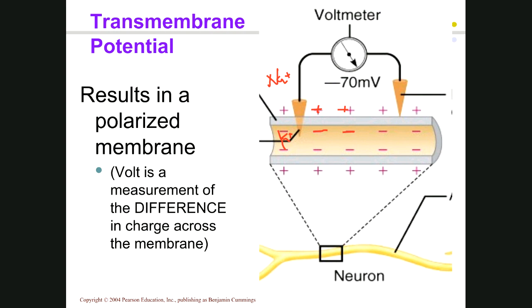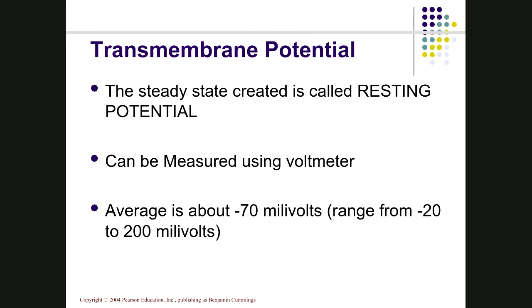So the 2 sides of this membrane are very different from each other, so it's called polarized. And we can measure the difference in voltage. We put a voltmeter, and we take one electrode and we put it on the inside next to the membrane. We take another electrode and put it on the outside next to the membrane, and we get this voltage of about minus 70 millivolts. Again, that is a steady state, which means it's not going to change, and we call it resting potential.